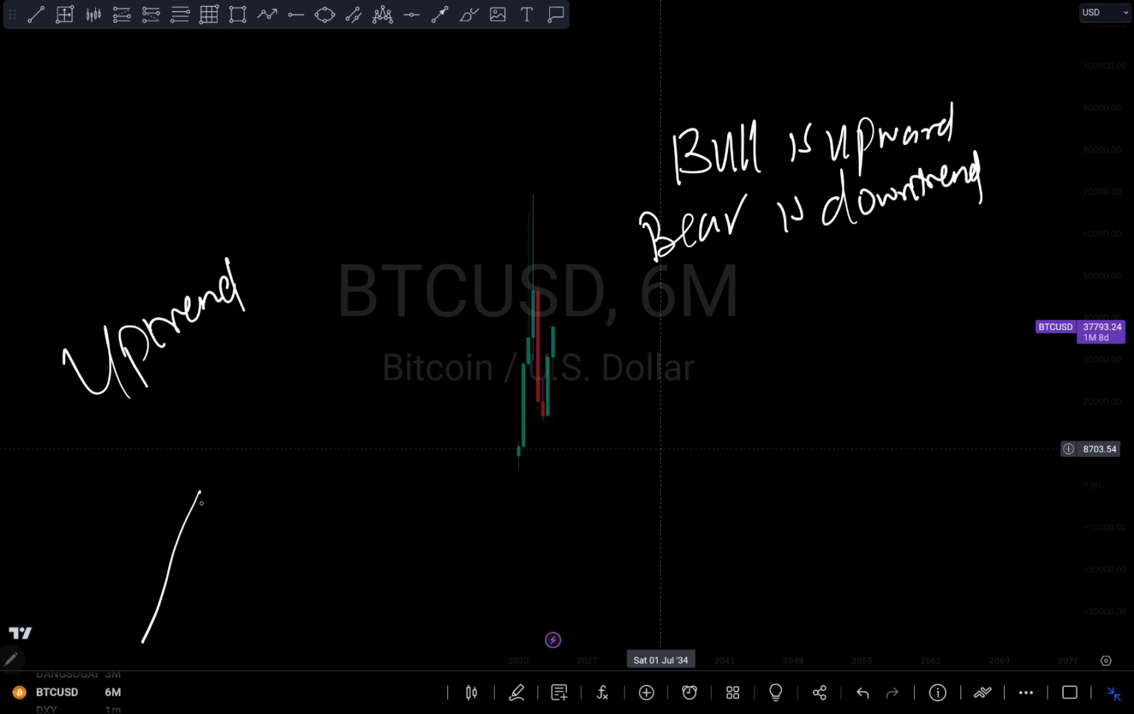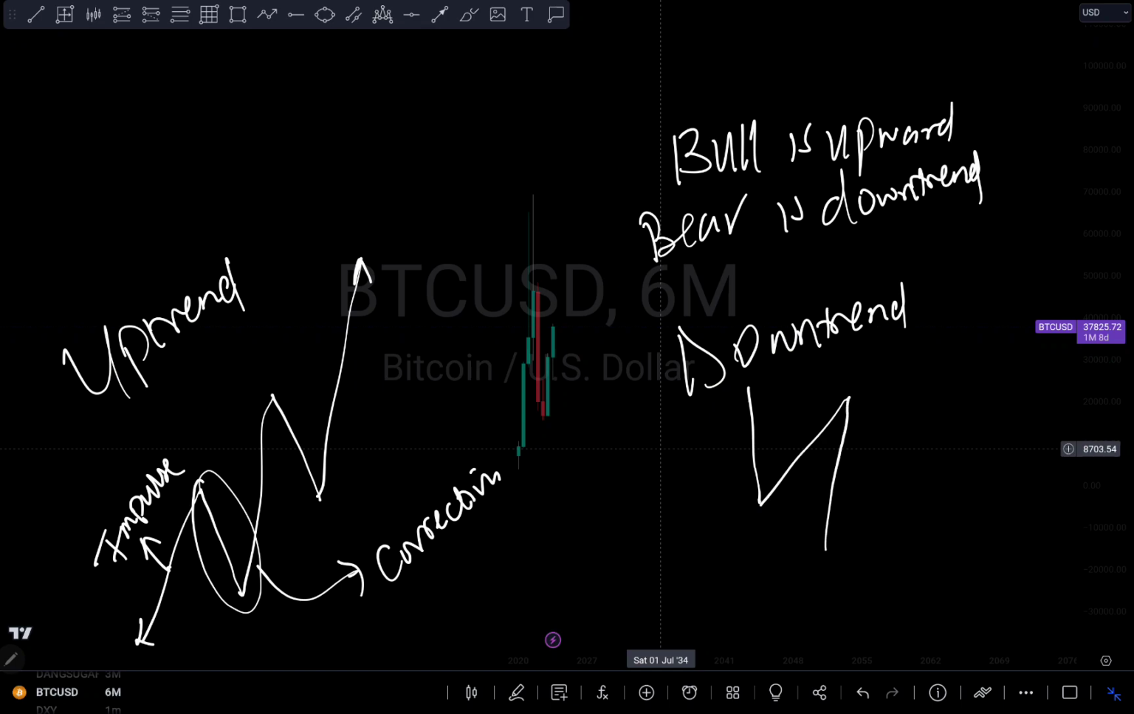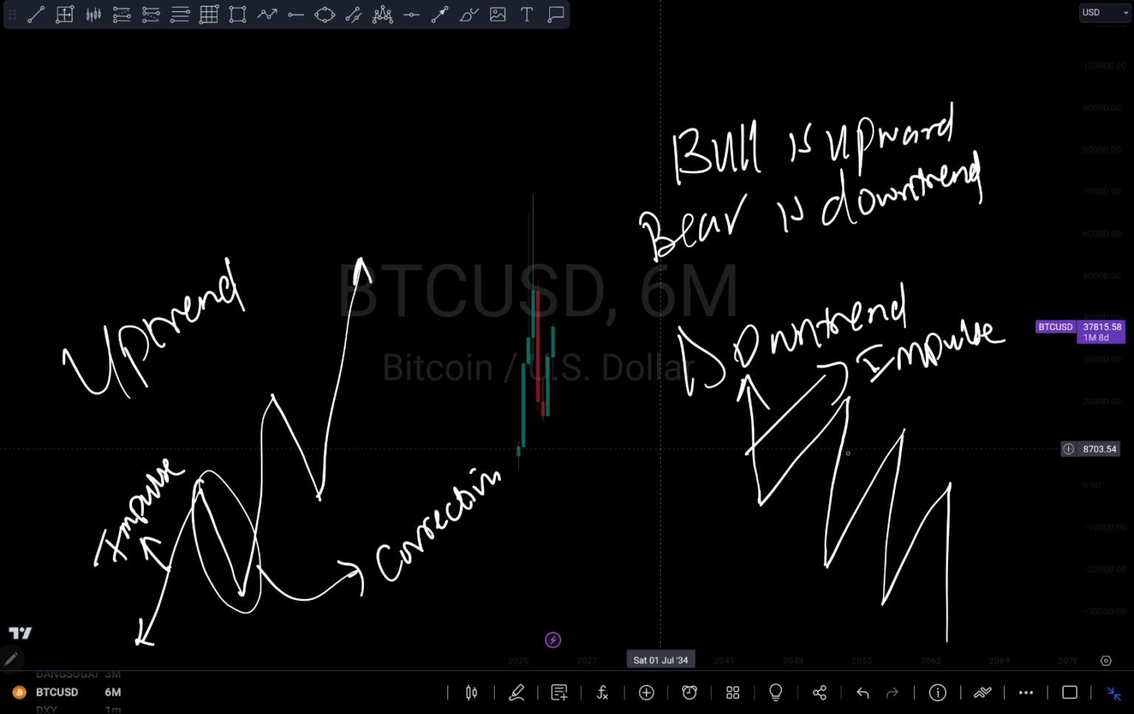We see something like this: an impulse, a correction, an impulse, a correction, an impulse. So this is called an impulse right here. Then this right here is called a correction. And that also goes to a downtrend as well. We can see an impulse, a correction, an impulse, a correction, an impulse, a correction, right? So this is called an impulse right here, and this right here is a correction.